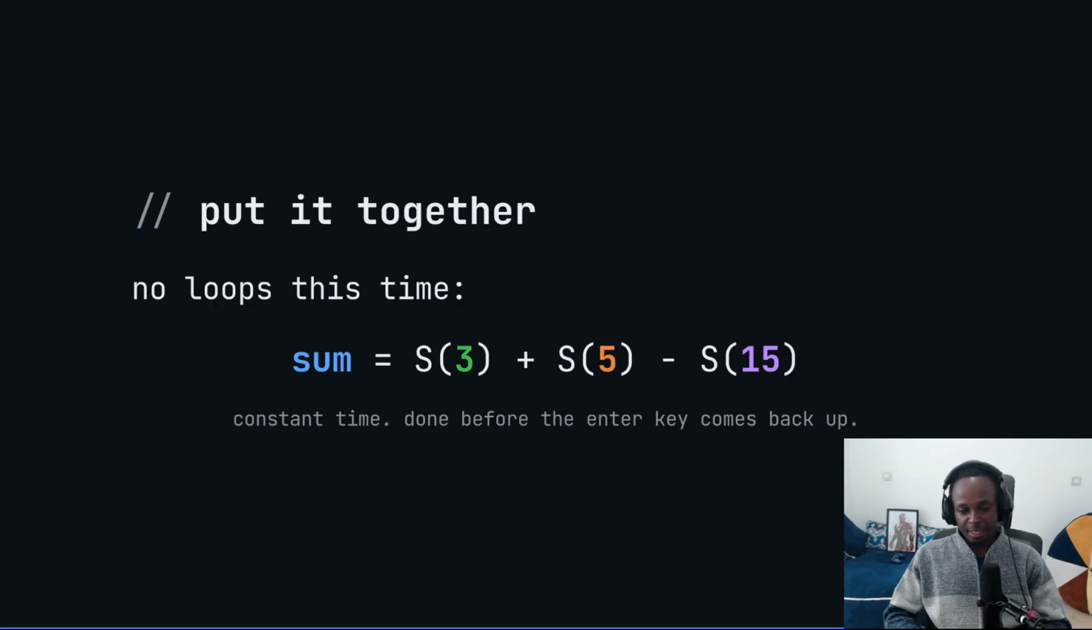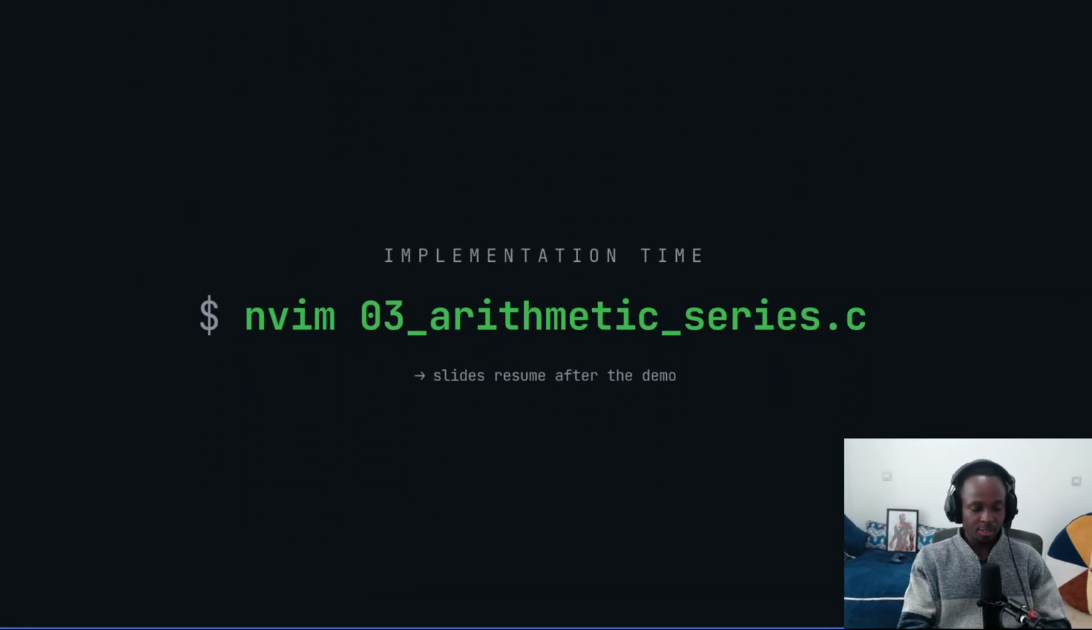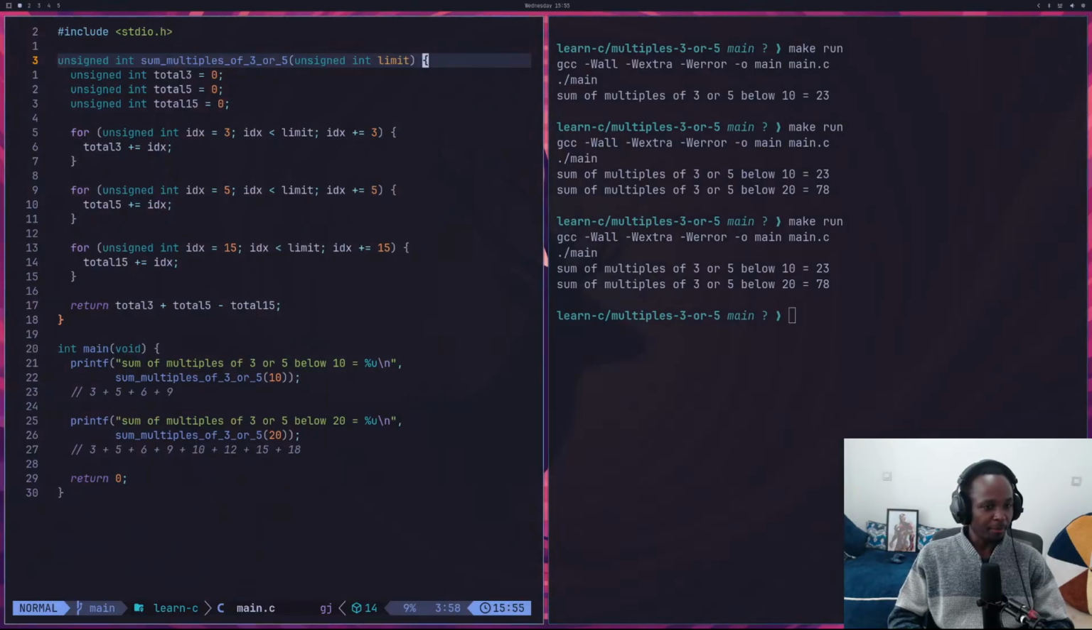And then it's the same thing. We are going to find the sum of the multiples for 3, we find the sum of the multiples for 5, and then we are going to subtract the sum of the multiples for 15. Yep, so that's it. Let's implement it.